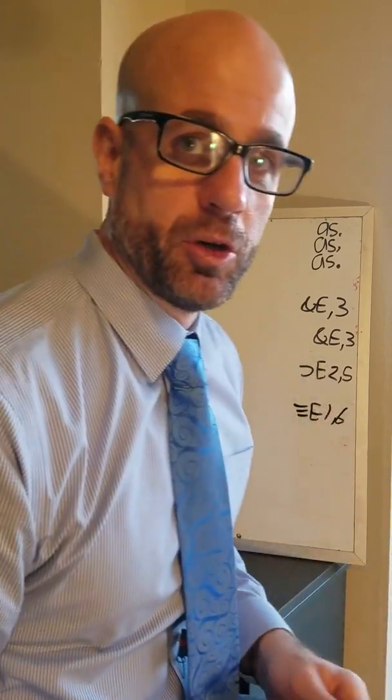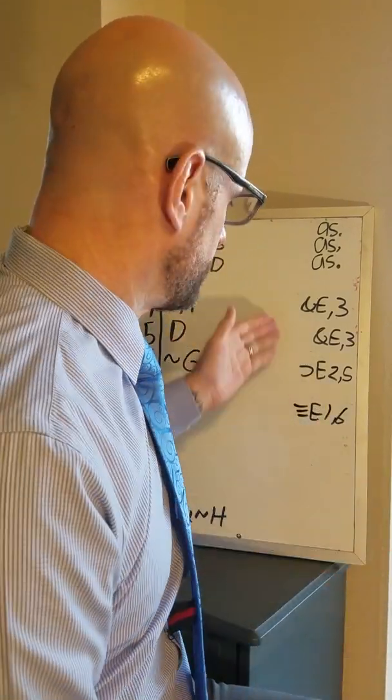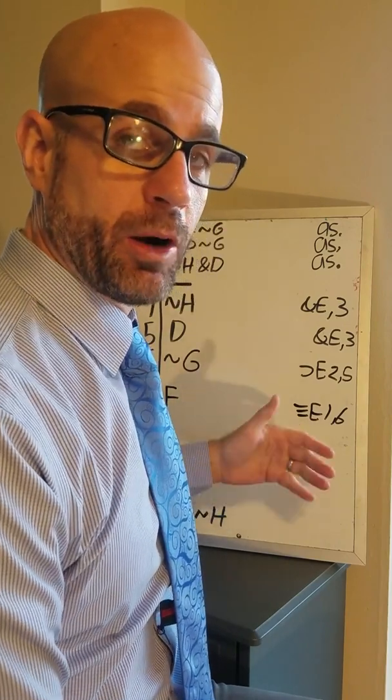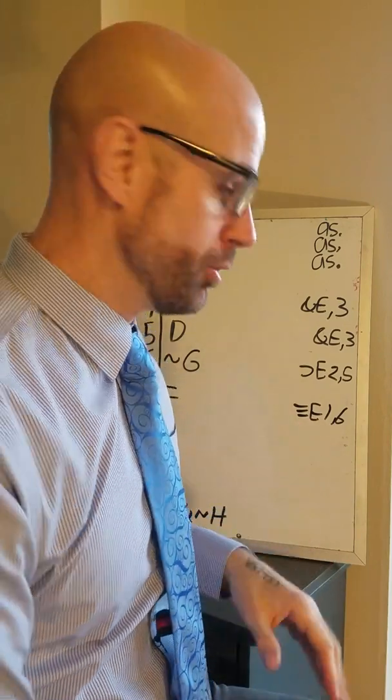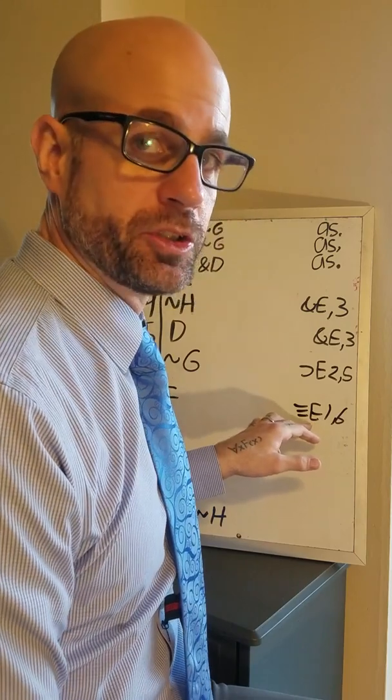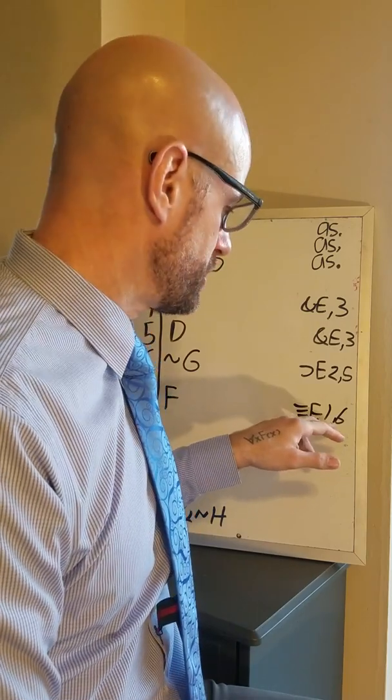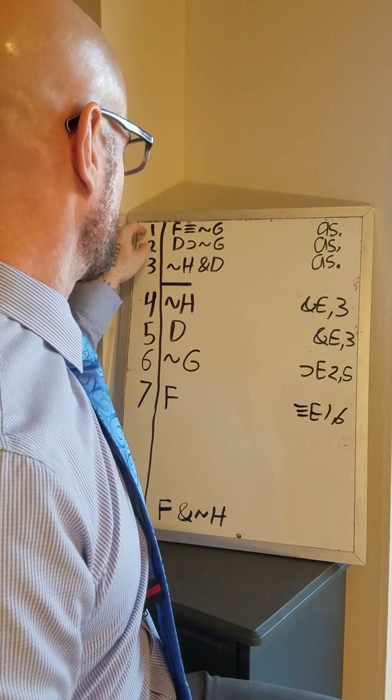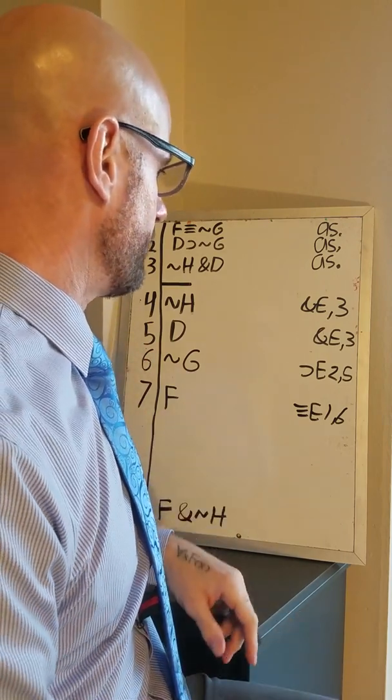And again, we have to say where each line came from, right? How we're getting each line of this proof. And here, we used the material biconditional elimination rule, and we used lines 1 and line 6 to do that, okay?